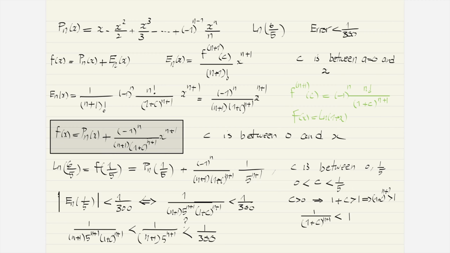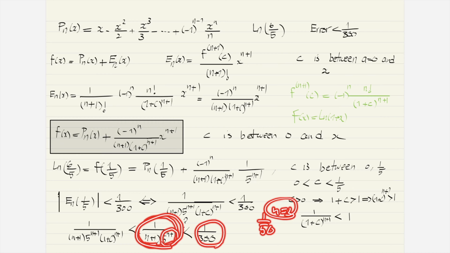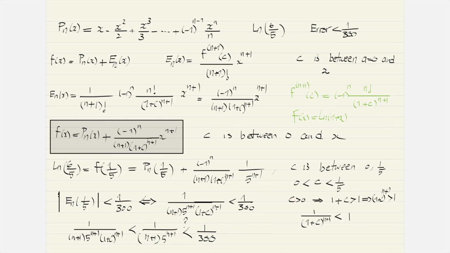So now, this is not something that we can solve easily, but we don't need to solve it. We can just do some checks. For example, n equals 1. If n is equal to 1, let me calculate this one. This becomes 2. 5 to the power 2 is 25, times 2 is 50. So it is 1 over 50. But 1 over 50 is of course not less than 1 over 300. So I have to go a little bit higher.